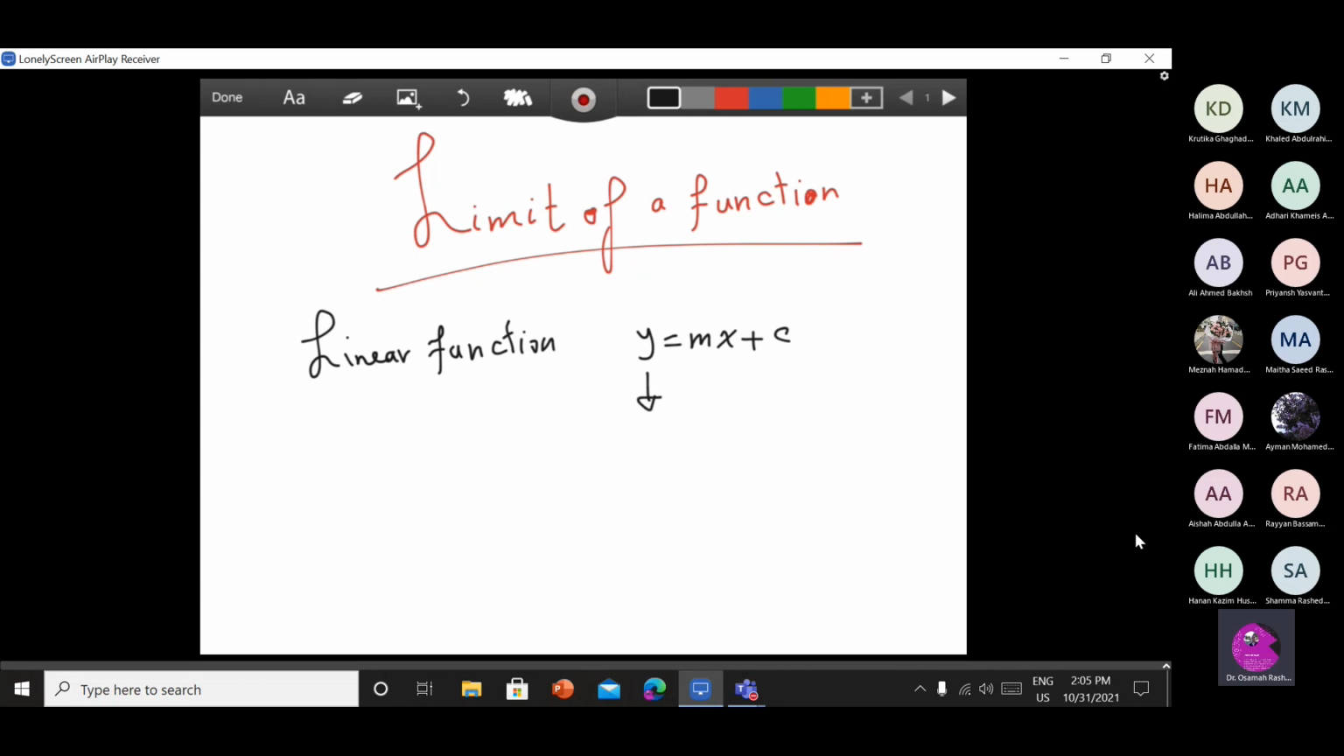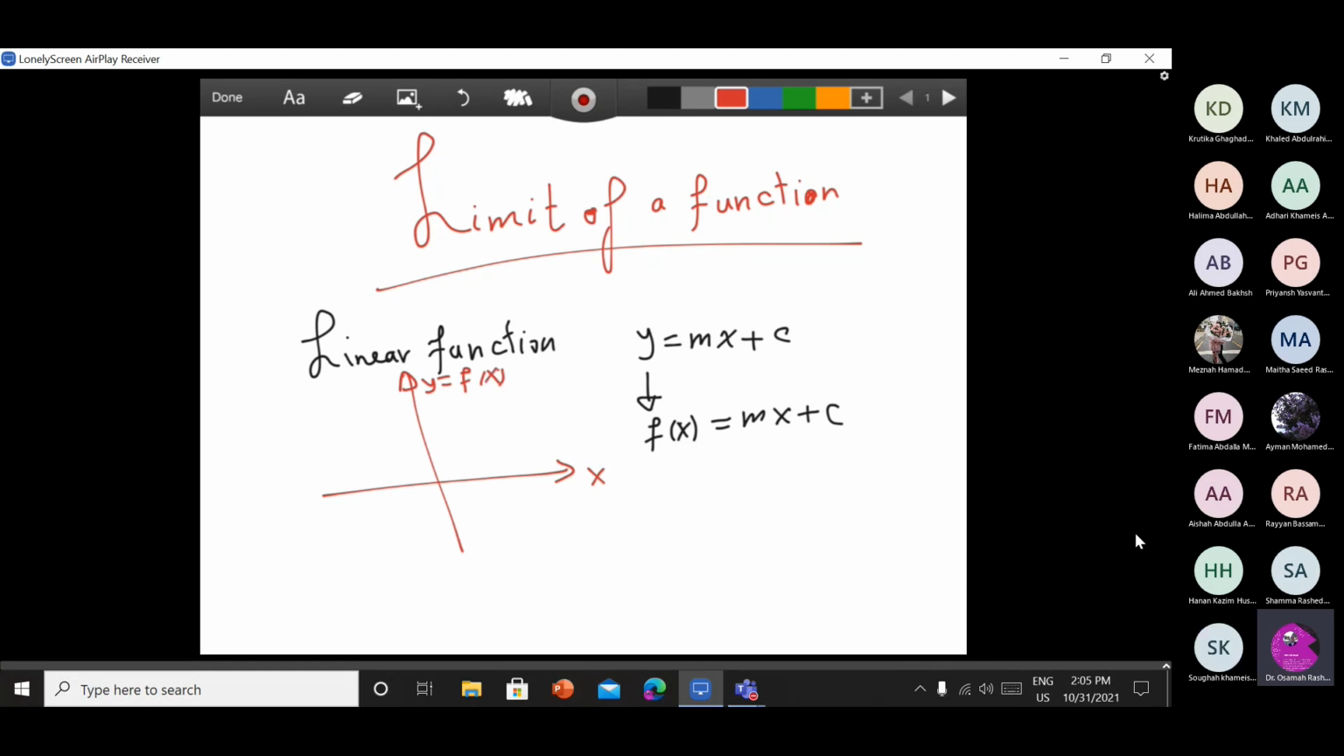So this y will be in the y coordinate. We call it the function of x equal to mx plus c. This is what we call a linear function. So in the x-axis, we have the values of x, and in the y-axis, we have the function of x. So the linear function could be like that if m is positive, and could be like that if m is negative, right?